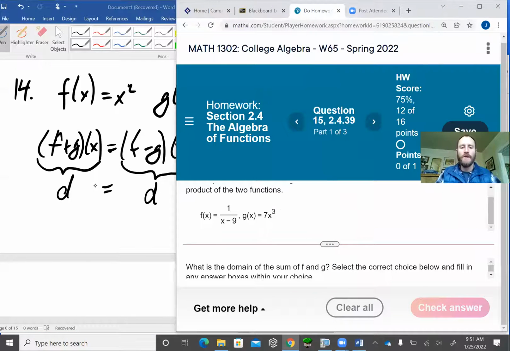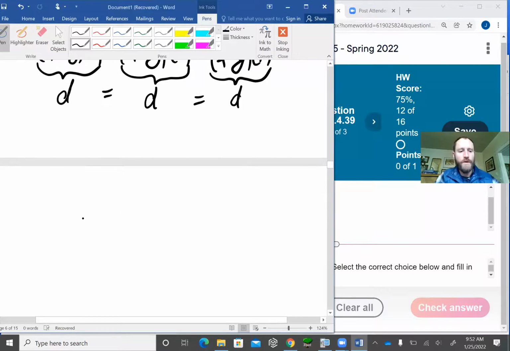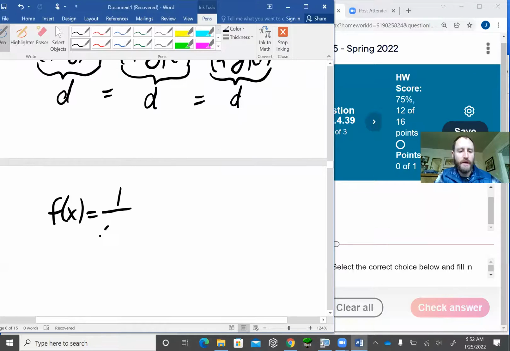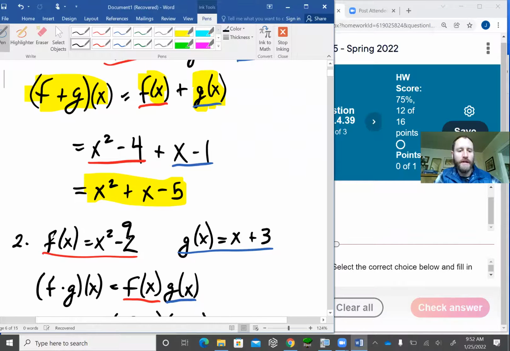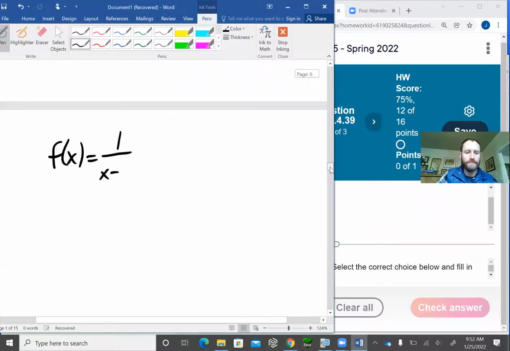So on this one, all we have to do is find which one of these has a restricted domain. It's the formula for f of x. So all I have to do is find the restriction on the domain of f, right? So here I have f of x is equal to 1 over x minus 9. Okay, and so just remember the rule is that the bottom of this cannot be equal to 0. X minus 9.